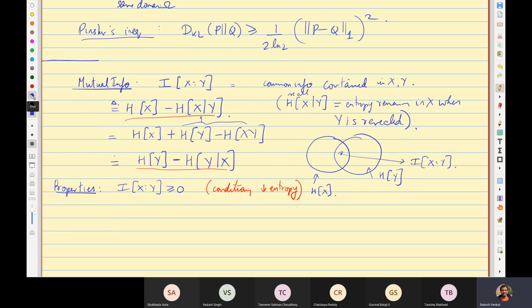The other thing to note is, what happens when X and Y are independent? Then the mutual information between X and Y is actually equal to 0, because there's no common information contained across X and Y. Formally, it's because H of X given Y is equal to H of X. In fact, it's an if and only if.